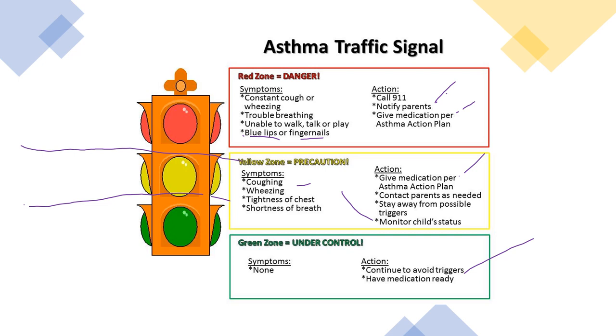The green zone. So when we do a peak flow meter setup, we usually will set our zones, our green, yellow, red zones. Red zone is 50% of their predicted or below. Yellow is 50% to 79%, and then 80% and above would be their green zone. So that's where the asthma action plan comes into play.